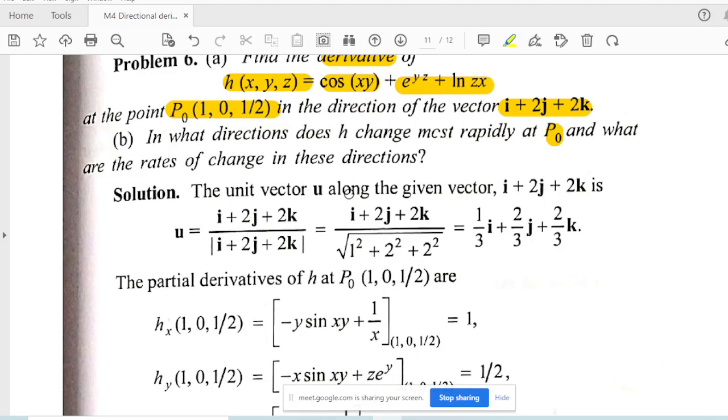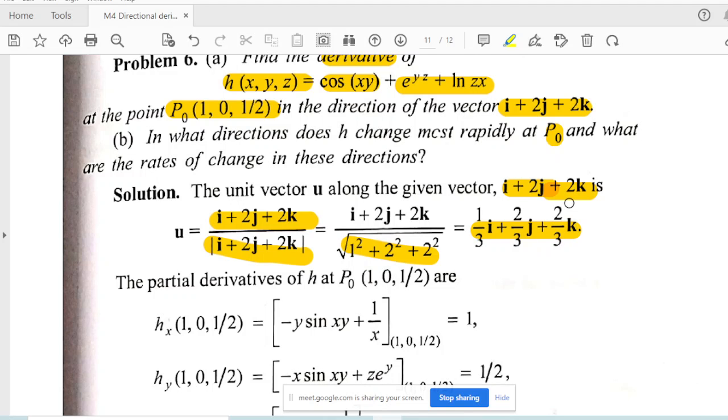The unit vector u cap along the given direction i cap plus 2 j cap plus 2 k cap is the vector divided by its magnitude. What is the magnitude? Square root of 1 square plus 2 square plus 2 square. That is, finally we get this vector. This is the unit vector now.